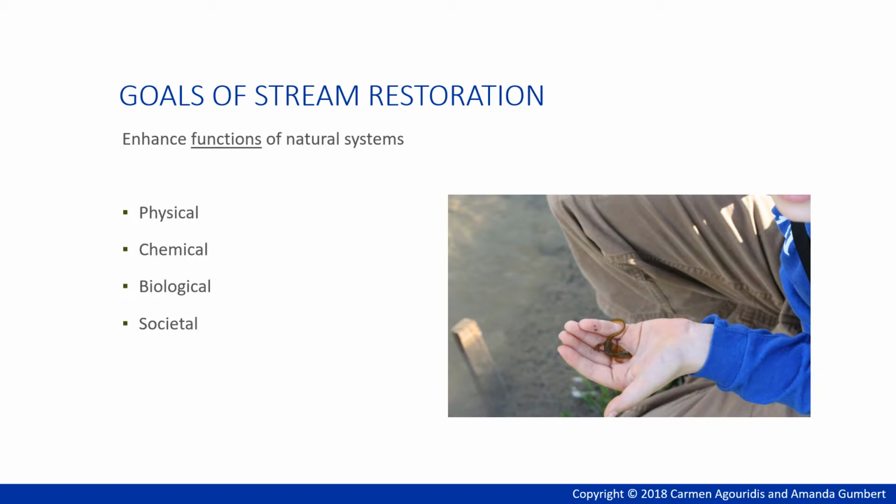If a stream has issues with water quality, we will want to consider methods to improve in-stream water quality as well as the quality of runoff before it reaches the stream. What habitat features can we include? With regards to societal needs, how will people use the stream? Is transportation a concern? What about recreation? How about aesthetics?